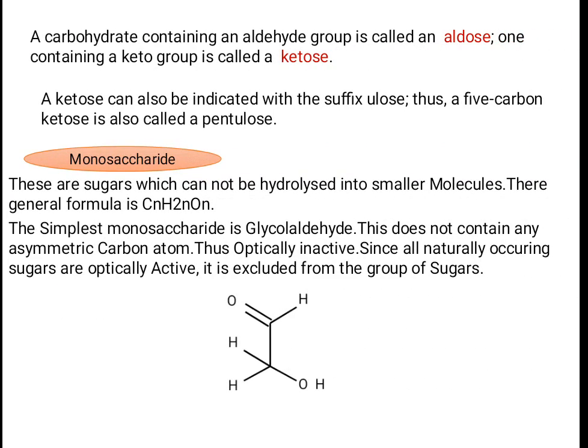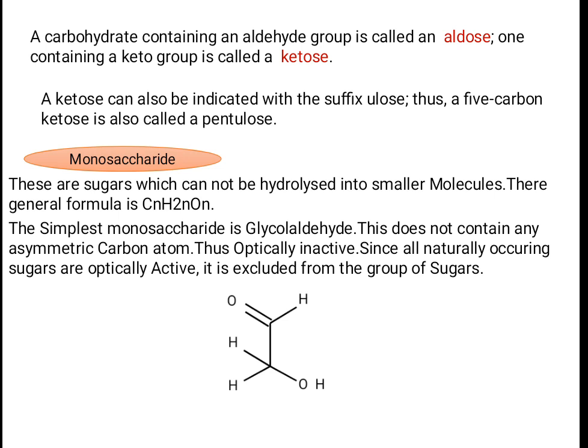A carbohydrate containing an aldehyde group is called an aldose. One containing a keto group is called a ketose. A ketose can also be indicated with the suffix -ulose. Thus, a 5-carbon ketose is called a pentulose.